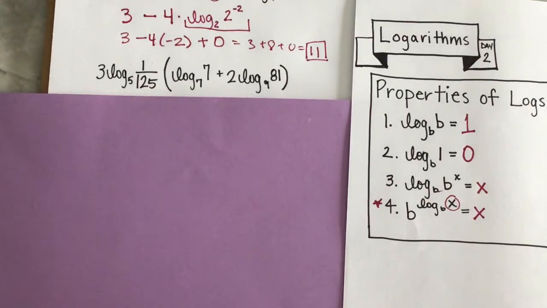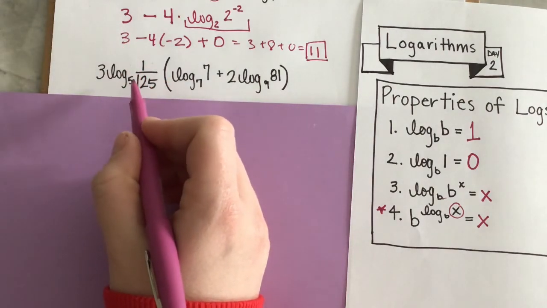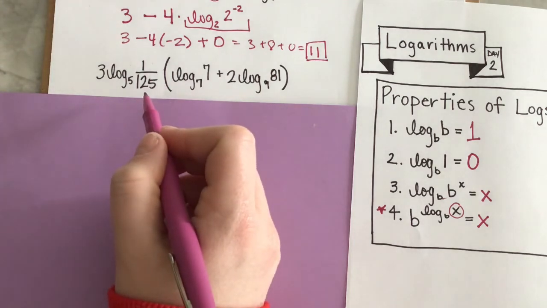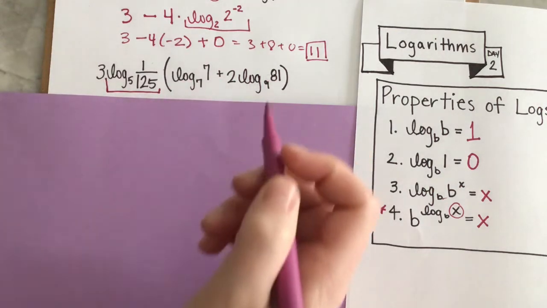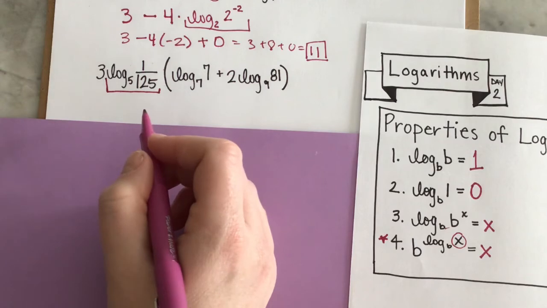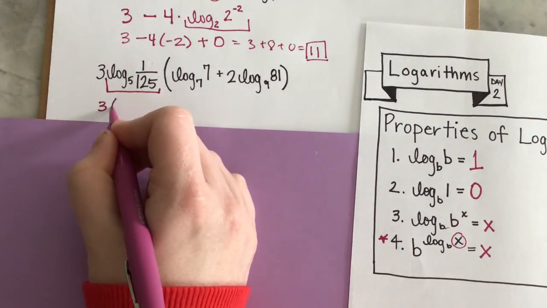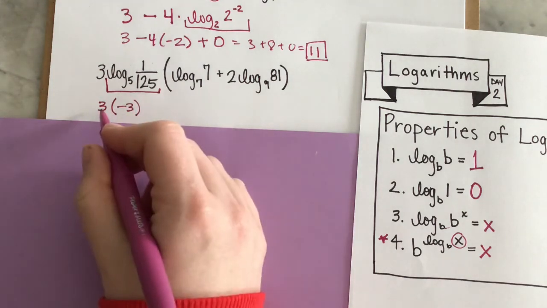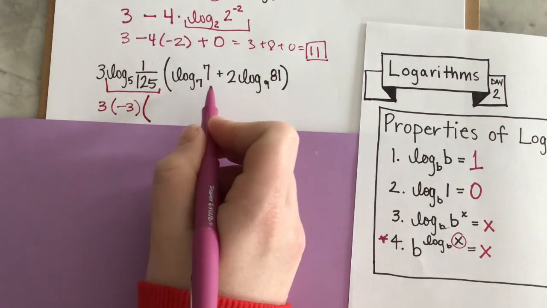Okay. Now, so let's look at this one. So last time I saw you guys, I was like, okay, so 5 to what power gets us to 1 over 125? 5 to what power gets us to 1 over 125? And the answer, everybody, the answer is negative 3. Okay, so I have 3 times negative 3 times the quantity of log base 7 of 7.